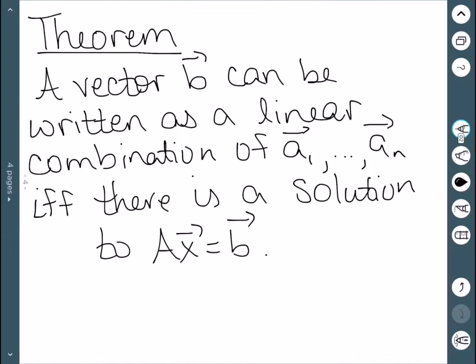We do have this theorem about linear combinations that says a vector b can be written as a linear combination of a set of vectors a1 through an if and only if there is a solution to Ax equal to b. And we can see how this was used in our previous example. I had a vector b, and I had two vectors a1 and a2, and when I tried to see if b could be written as a linear combination, I was actually looking at this system of equations here.